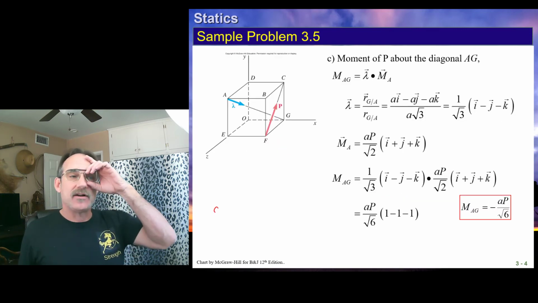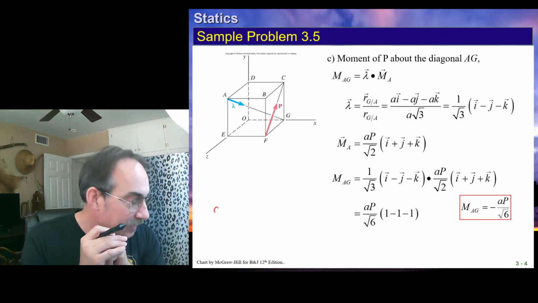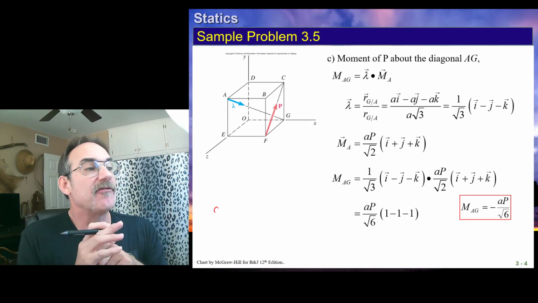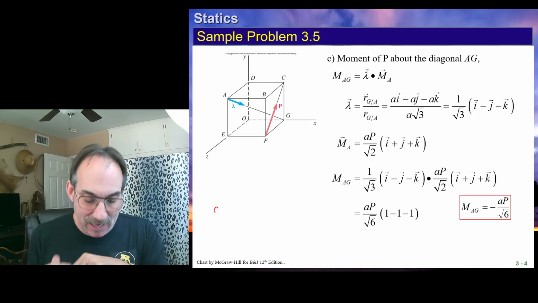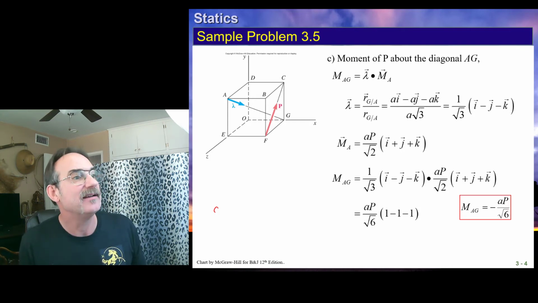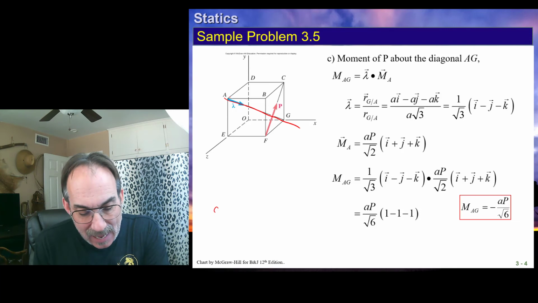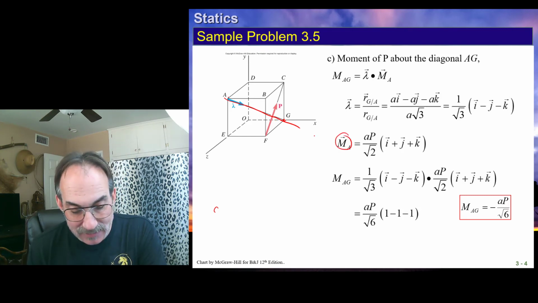Now for part C, they're looking for the moment of P about the diagonal AG. So what we're going to do here is first calculate the moment of P about any point along AG. If we look at AG, that means we can use the moment of P about A, or we can use the moment of P about G. We already have the moment of P about A, so we might as well use that.